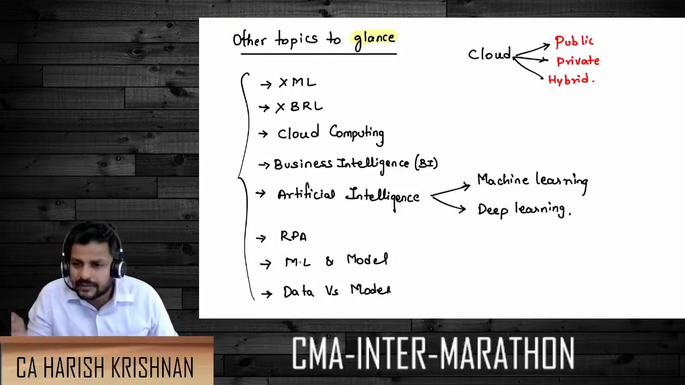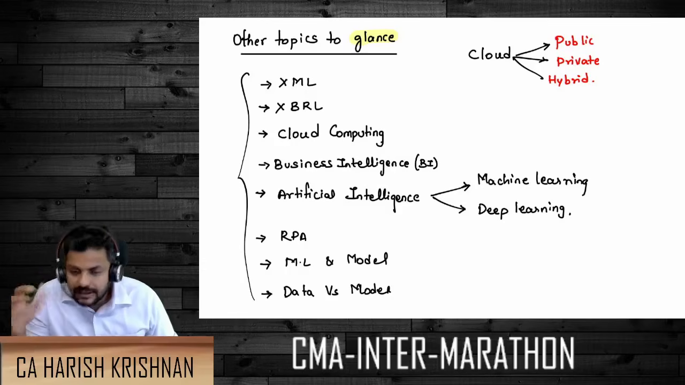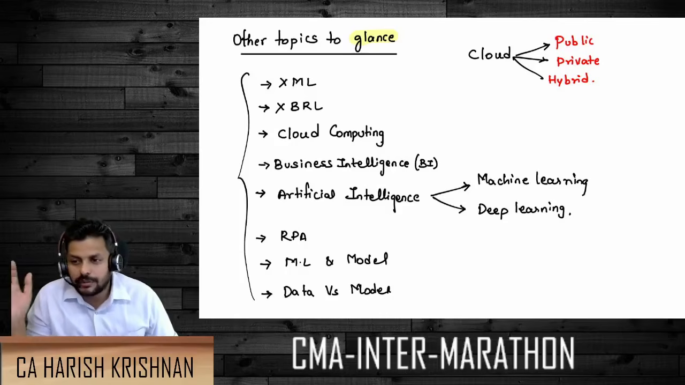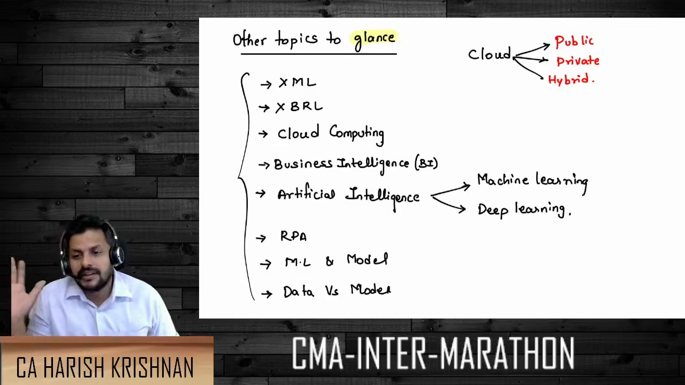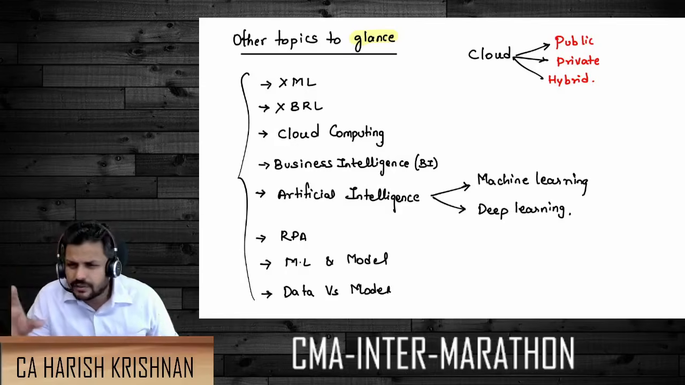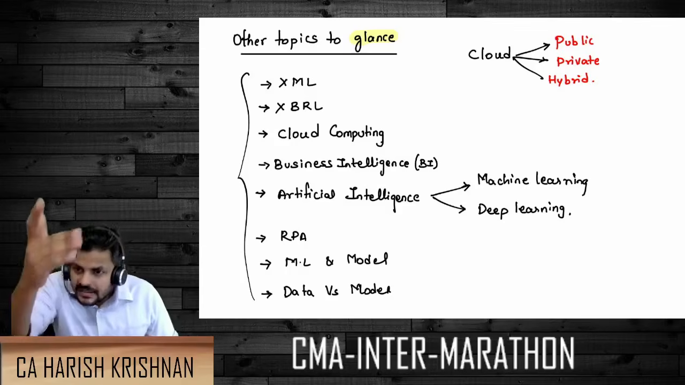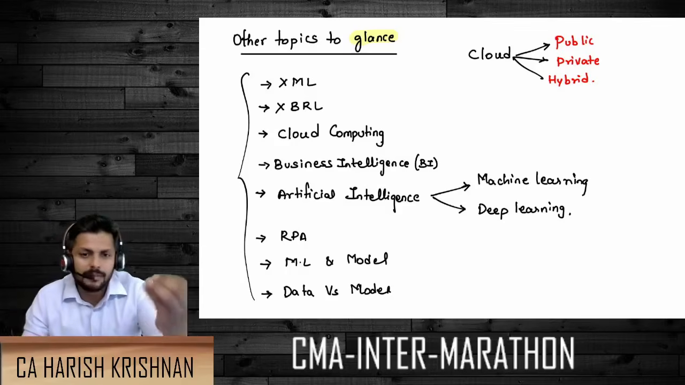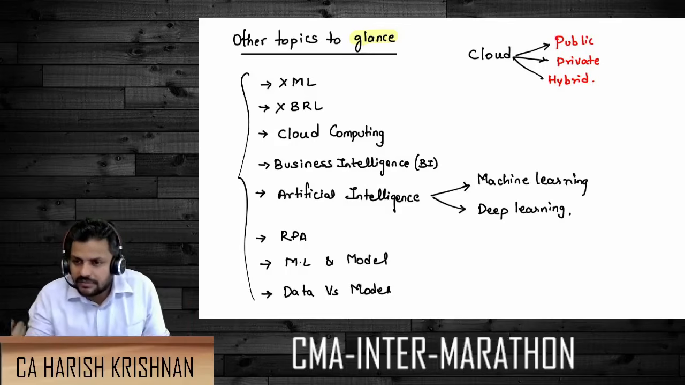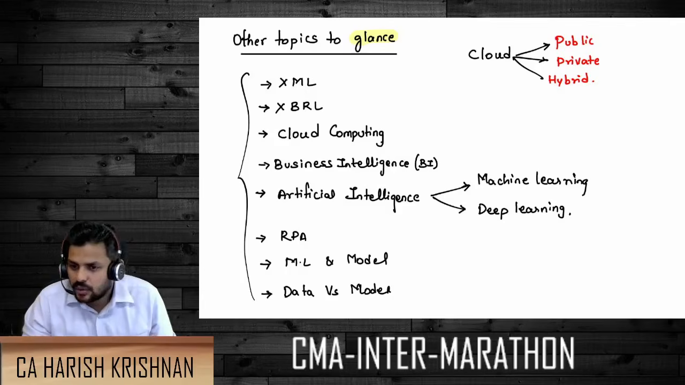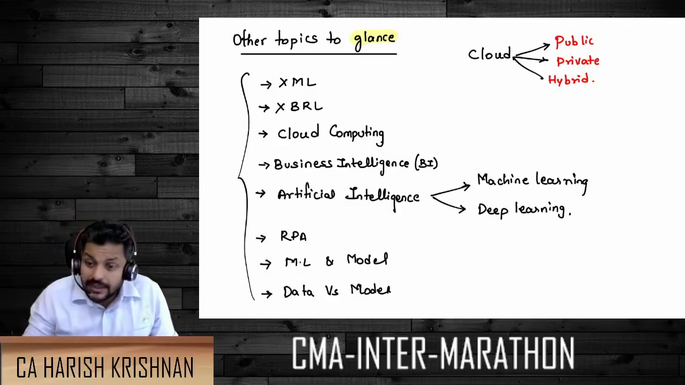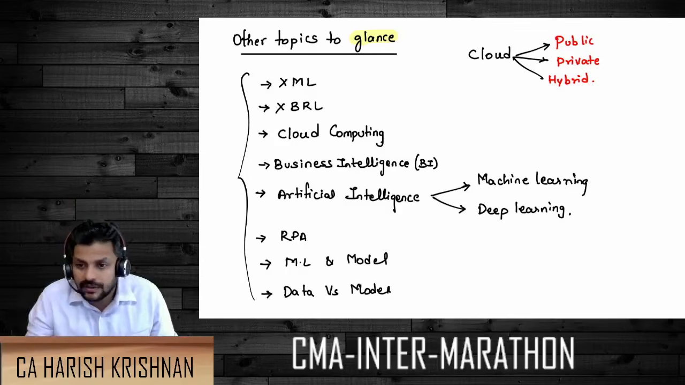So 4 or 5 topics: XML, XBRL, cloud computing, the 3 types of cloud: public, private, hybrid clouds, 2 types of intelligence: business intelligence and artificial intelligence, which has both machine learning and deep learning, robotic process automation, and machine learning and data modeling. So just the last 5 topics, each one has one paragraph of content. Cloud is something that can come in the exam. Machine learning and deep learning have a set of points. So glance through all of those topics, which I have not covered here, because like I said, you can read them once before the exam and go to the exam. Rest of the topics, do them as well as possible. Run through them once or twice so that you can remember.